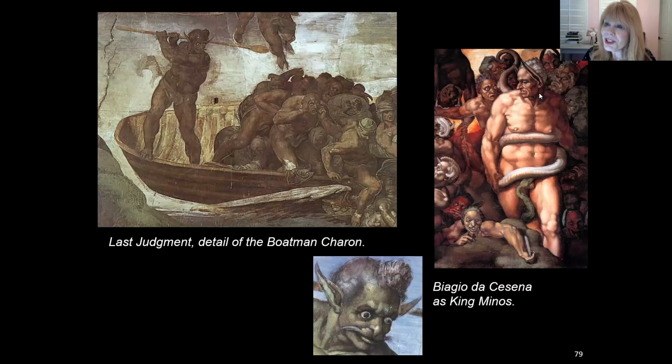And when Biagio da Cesena complained to the Pope about Michelangelo's paintings, the Pope said, "Not my problem. I'm concerned only with heaven. Hell is not my purview." So therefore, the paintings stayed, and Michelangelo got his little poke at Biagio for complaining about him.